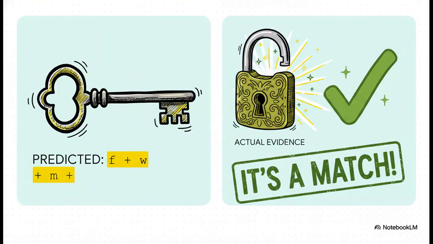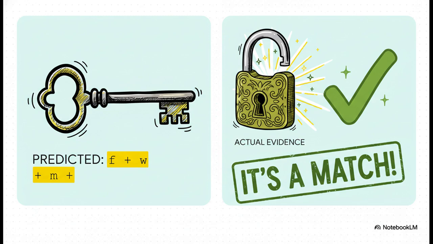And now, the moment of truth. Let's compare. Our prediction is F plus W and plus M plus. The actual double crossover evidence from our data is plus FW and M plus plus. Now hold on a second. Remember, the order we write the genes in doesn't matter, just which ones are present. So F plus W is the exact same thing as plus FW, and plus M plus is the exact same thing as M plus plus. They are a perfect one-to-one match.